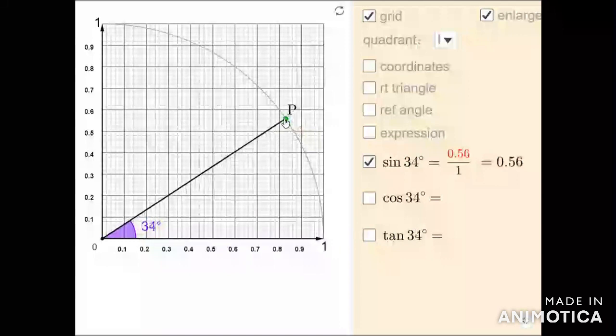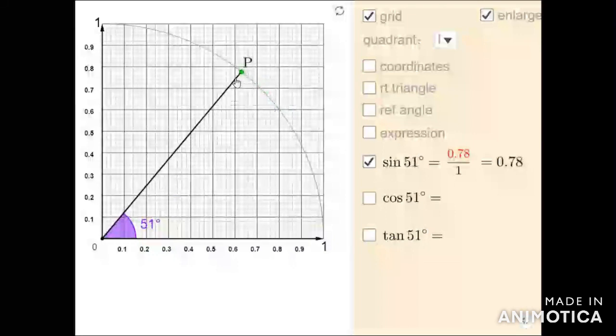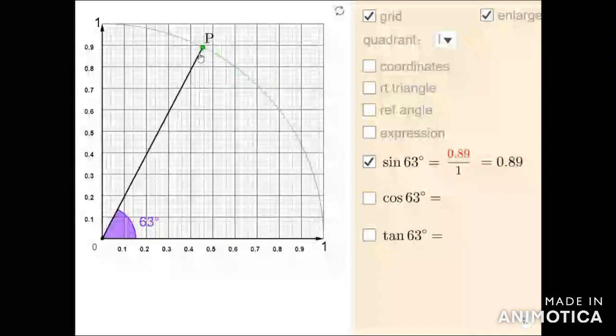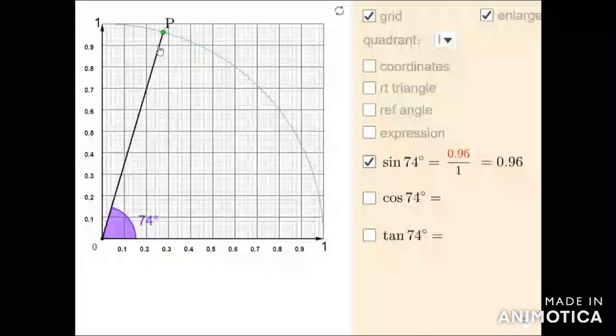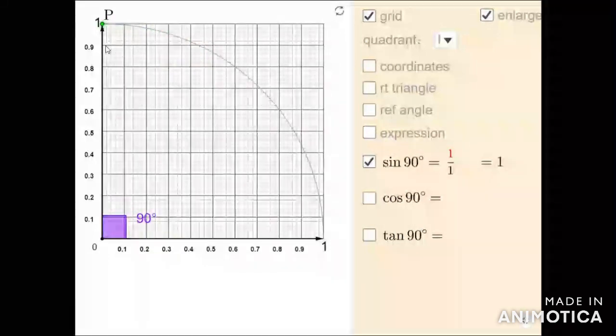If you still increase the angle, you will get different values of sine x, and you can observe the value of sine x increases as the angle increases. When it reaches 90 degrees, it will become the maximum value of sine x, that is equal to 1.